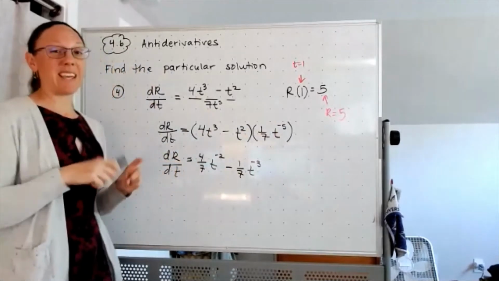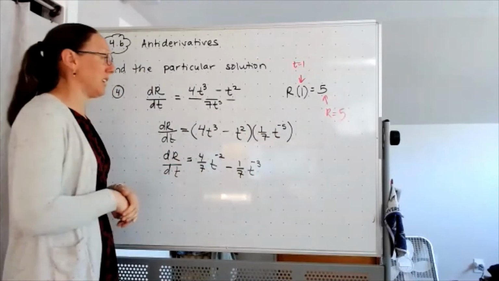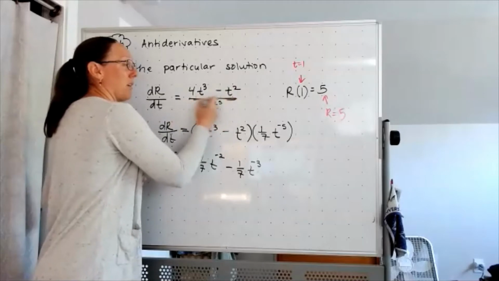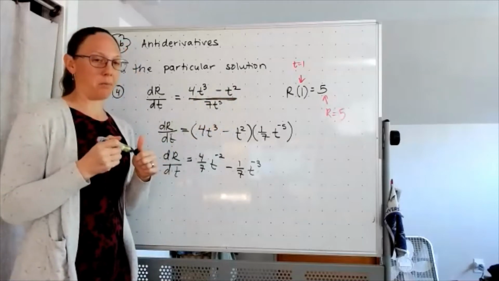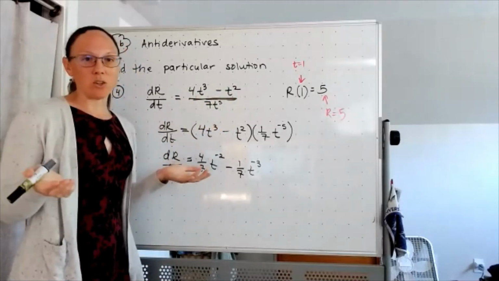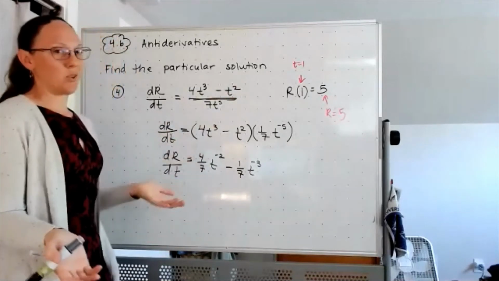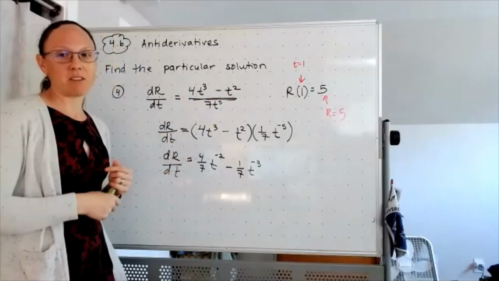The thing that we can't do is to just separately take the antiderivative of the top and the antiderivative of the bottom. And just like we couldn't do that when we were talking about product or quotient rule, we can't do that when we're trying to find antiderivatives.